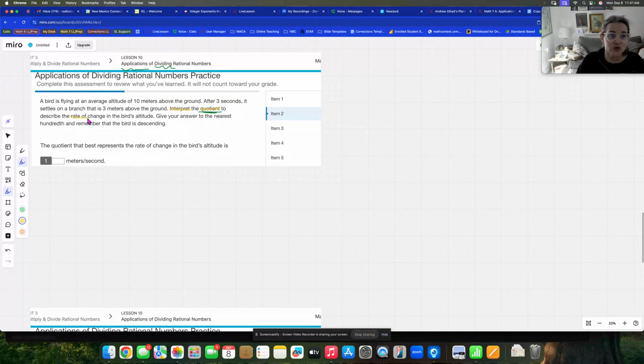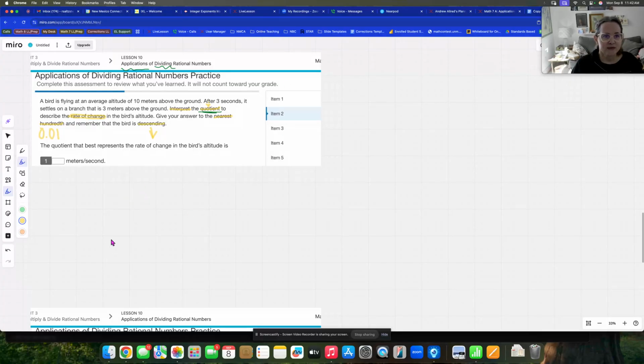To describe the rate of change in the bird's altitude. Give your answer to the nearest hundredth. Okay, that's important. So rate of change. The rates of change that we think about all the time are miles per hour. How fast are we going? Remember that the bird is descending. Descending means we're going down. So quotient means answer to a division problem. Interpret means say what something means. Nearest hundredth, the hundredths place is right here, where the 1 is.